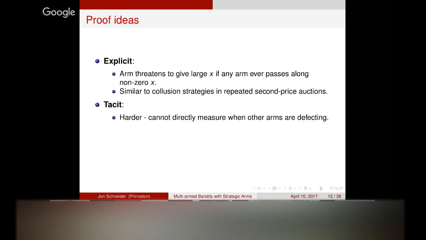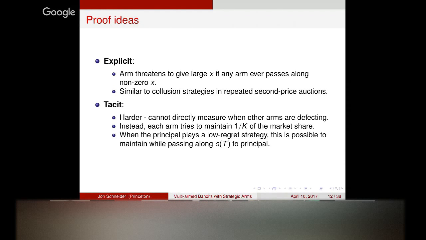So I guess I mentioned some of this stuff, but the explicit case is easy. The explicit case is just this sort of threat model, and it's very similar to things you'd see in repeated second price auctions. Basically, all the arms watch each other, and whenever an arm reports something bigger than zero, they all simultaneously start giving all of their value. Or they could raise it a bit, but eventually there are several threatening strategies where you can disincentivize any arm from ever giving a monster stretch that threatens them.